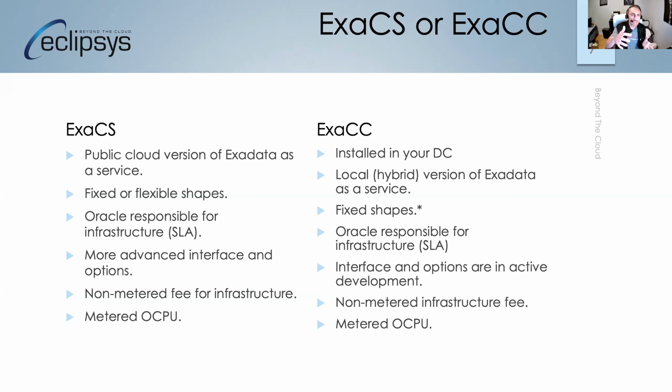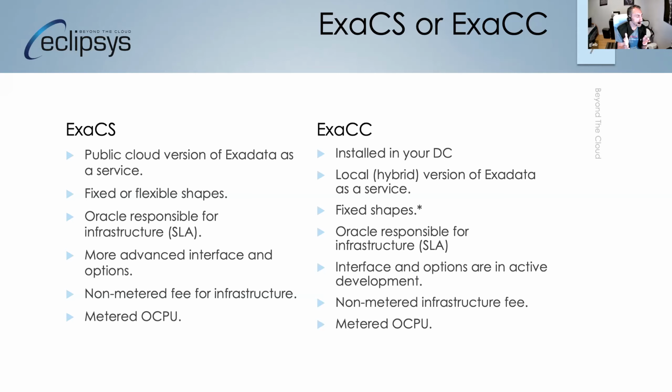In cloud, instead of 14 storage cells, you have 12, 6, and 3, that gradation. But again, those are fixed shapes. And historically, you could choose only fixed shapes. I want quarter rack, half rack, or full rack.